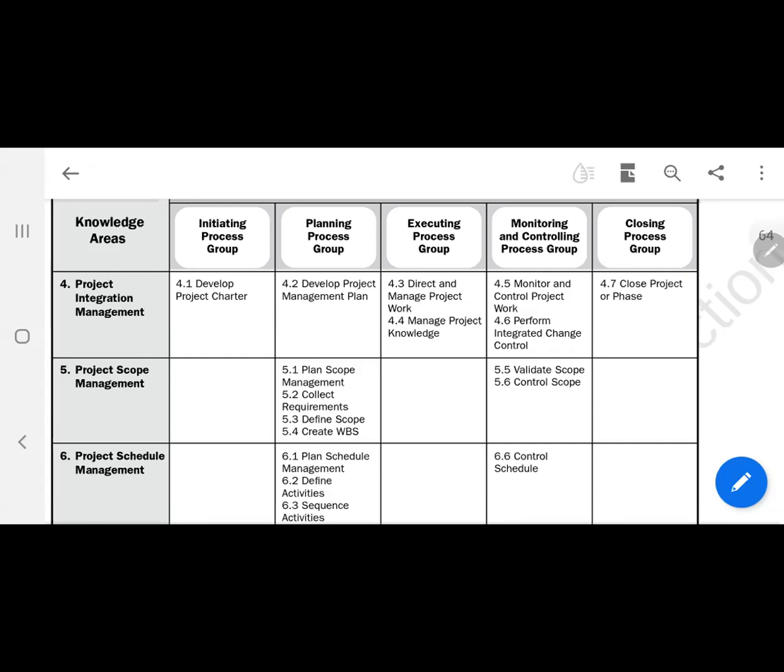So do you see that? Do you notice therefore that these processes are not arranged in a sequential linear path where you have to finish this one before you go to this one? No, they interrelate in a complex way that is beyond the scope of description in the PM book. All right, so perfect. Close project or phase.